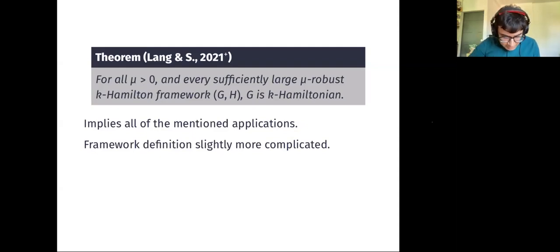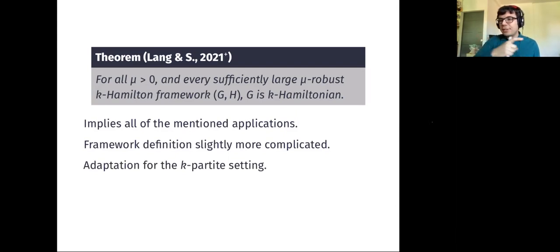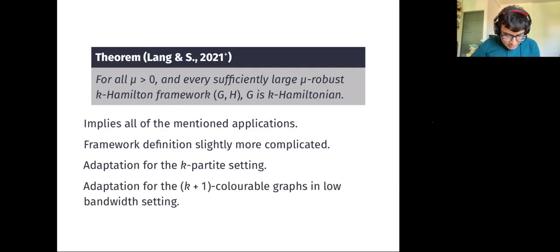So we have some different type of framework which we can adapt for the K-partite setting. So maybe you have a K-partite graph and you want to find powers of cycles or embed this bounded bandwidth graph. And in this partite setting, you will not have this cycle of the given required length, but we can adapt our frameworks to work in this setting. And we can actually do some other adaptation to embed something which is slightly more complicated. So in the bandwidth setting, you can actually embed not only K-colorable graphs, but you can actually embed (K+1)-colorable graphs if you are given that one of the colors is only used very few times. This is something that is also present in the original bandwidth theorem.